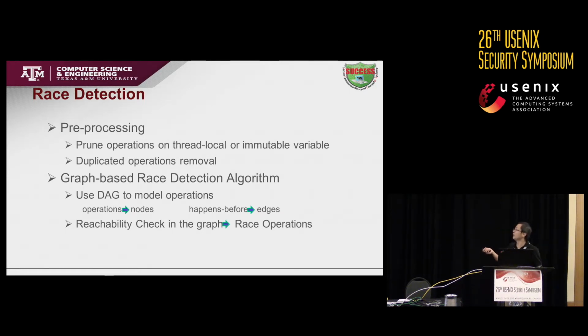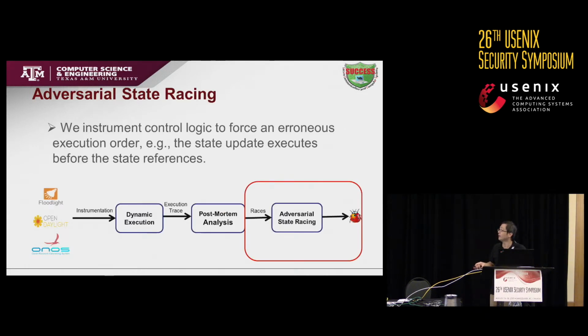We do some preprocessing in order to filter out, for example, redundant events and some events irrelevant to our interest. Then we use these operations to build the happens-before relationships. And then we translate the problem into a reachability check in the graph to find some potentially risky operations. The reason I say potentially risky is that these risky operations may or may not lead to the attacks that we are talking about in this paper.